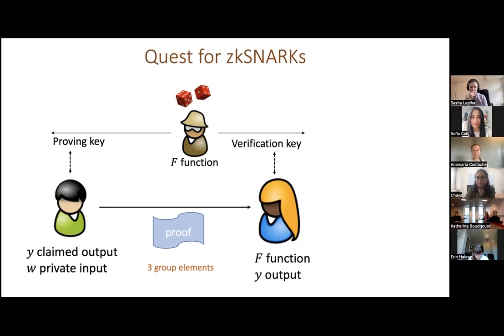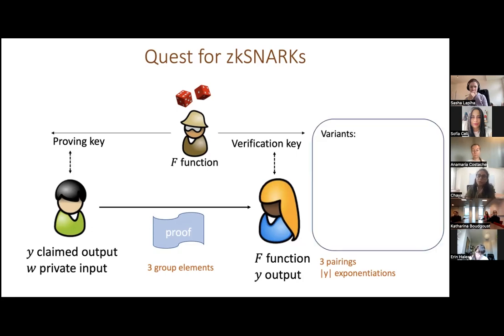The best proofs that we know today are as short as just 3 group elements. And the verifier complexity is a constant number of pairings and a number of exponentiations that grows with the size of the public output. Here there are different variants, depending on whether the setup depends on f or not.